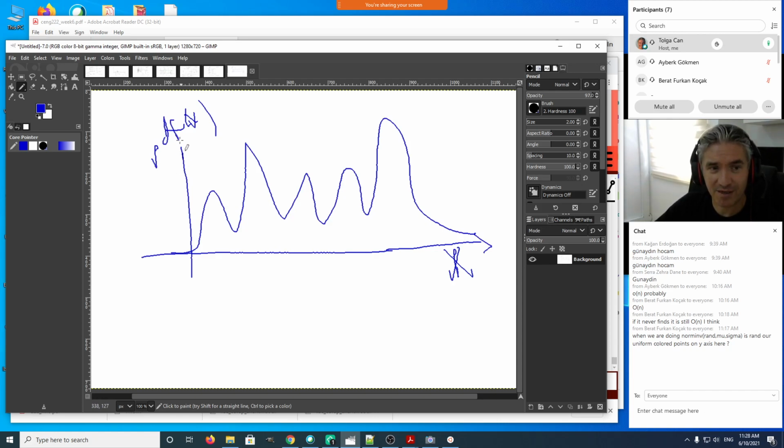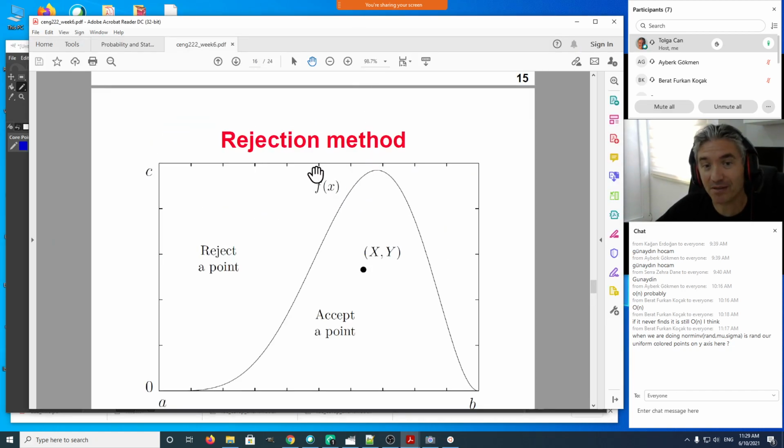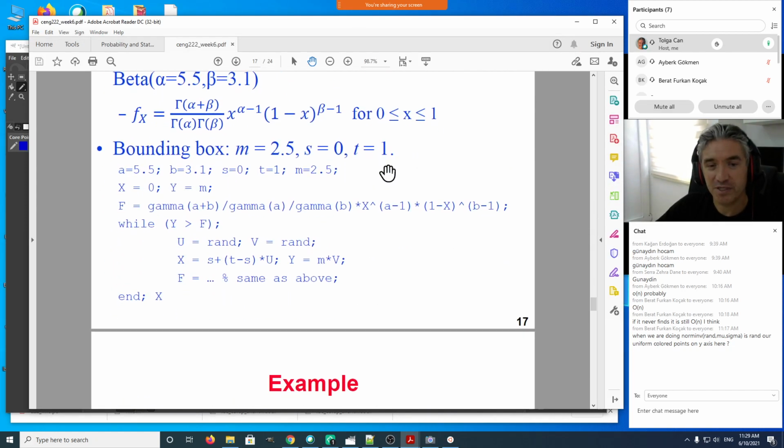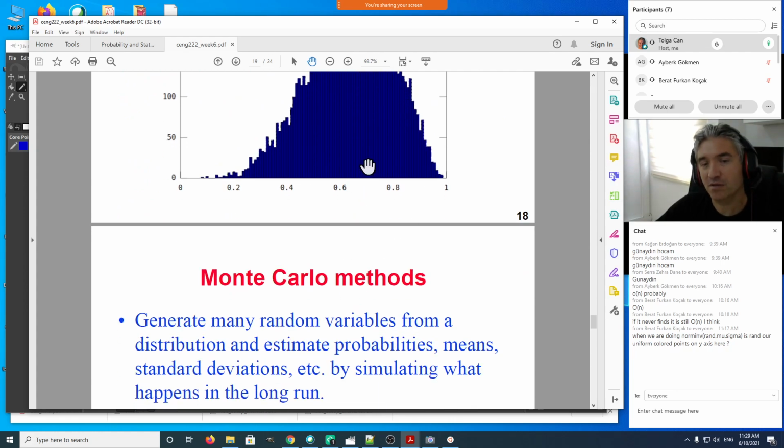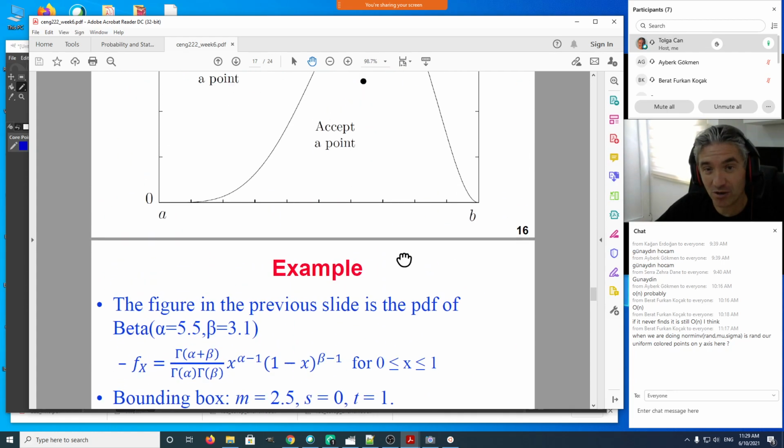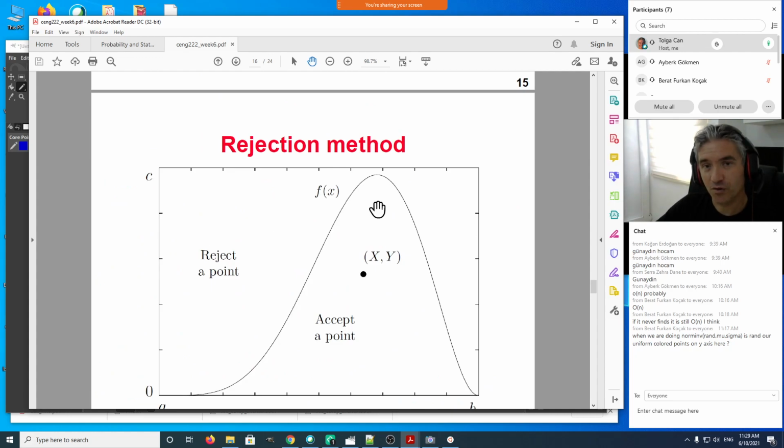And we will see this method I mentioned last Tuesday, in which we are going to generate uniform random numbers within this rectangle and just keep the random numbers which are under this curve of the PDF. That will be the rejection sampling method that we will use, and we will see one example. After that, I will show you an example about Monte Carlo methods, which you will also experience in your last assignment.